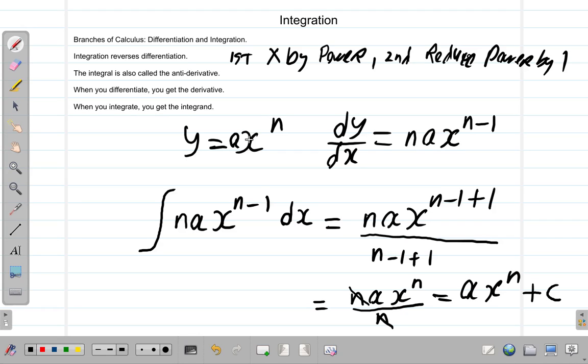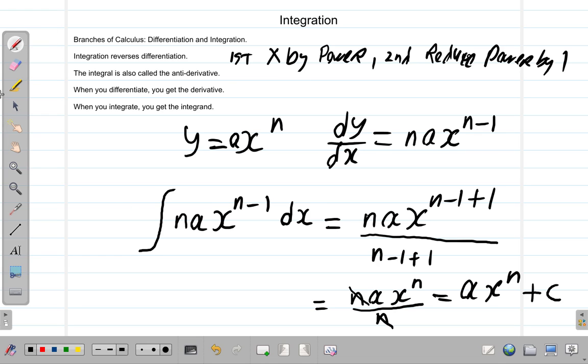This was our screen that we left off with in our previous video. Now, we showed that you have two branches of calculus, differentiation and integration, and that integration reverses differentiation, and the integral is called the antiderivative. All right? Now, in differentiation of y equals ax to the power of n, you first multiply by the power, then you get the new power by reducing the old power by 1.